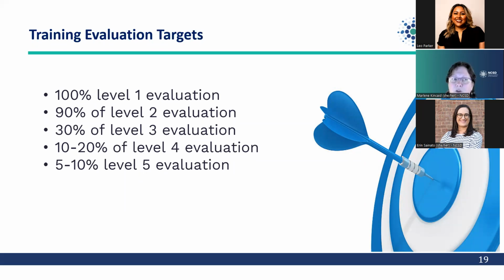They're the simple ones. They're the smile sheets. We should be able to implement them both asynchronously and synchronously. So they should always be there to do. We should target 90% of a level 2 evaluation. And then we should target 30% of a level 3 evaluation. We should try to target accomplishing 10 to 20% of a level 4 evaluation. And then hopefully, if you can just target a couple programs a year, for a 5 to 10% level of level 5 evaluation. Again, the level 5 evaluation is an incredible tool to gain funding for training initiatives.